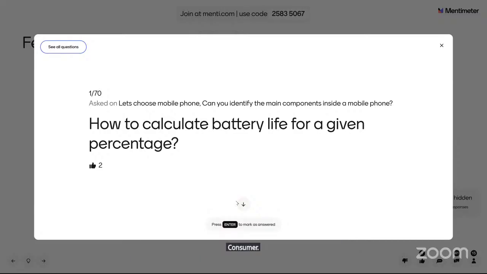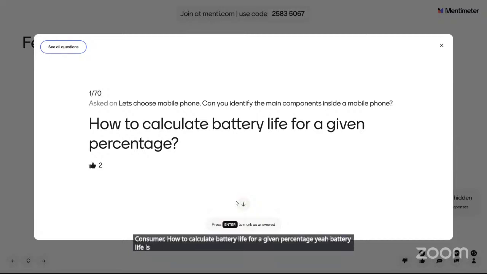How to calculate battery life for a given percentage? Yeah, battery life is not with the given percentage. Battery life is set when we design a battery. There is some chemical we are using, and some electrode, anode or cathode, we are using.